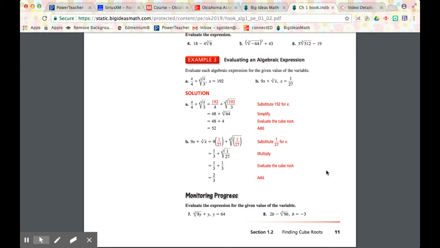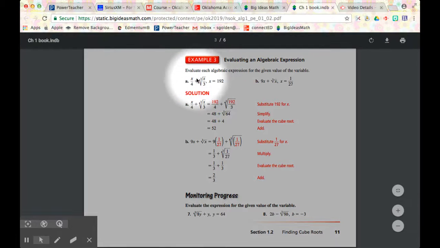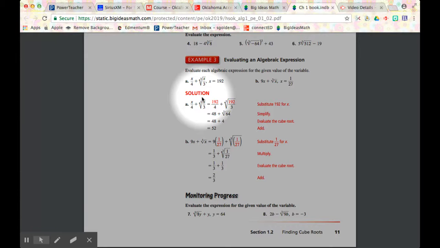Okay, now we're going to look at example 3. On this one, we're evaluating algebraic expressions. So a lot of you, when you see problems like A, so we see that it's x over 4 plus the cube root of x over 3 when x equals 192. For some reason, when y'all see fractions like this, you freak out and you think it's going to be really difficult. But a lot of times, it just looks scarier than what it actually is.